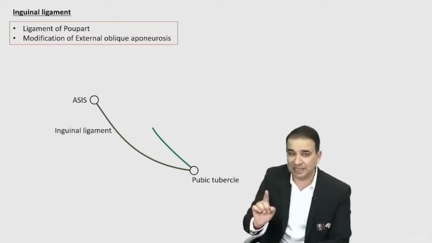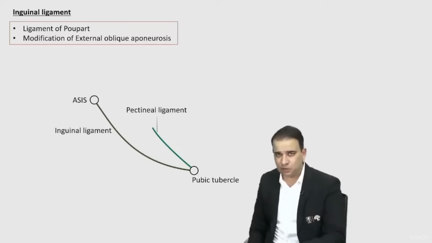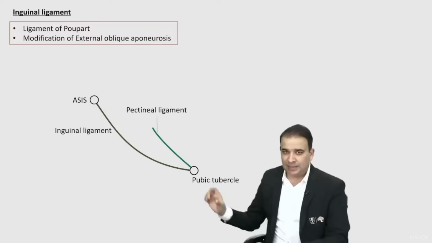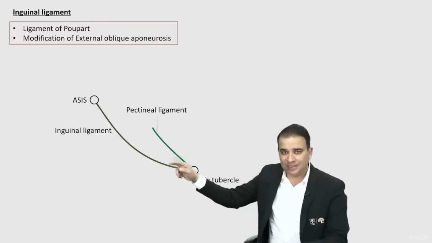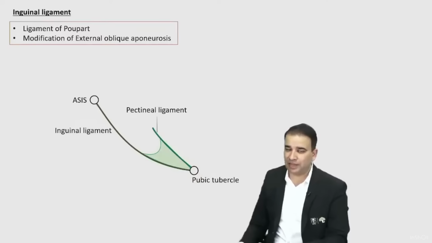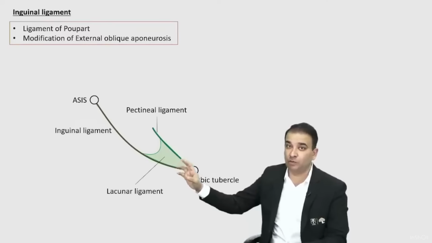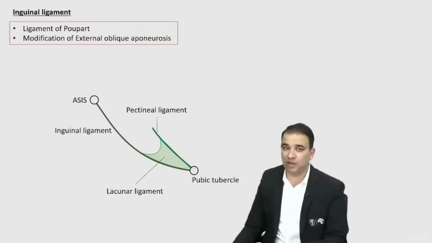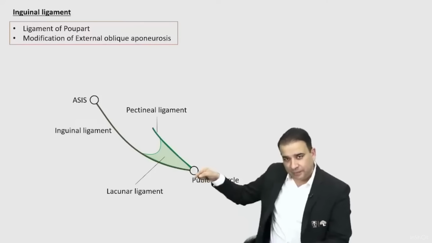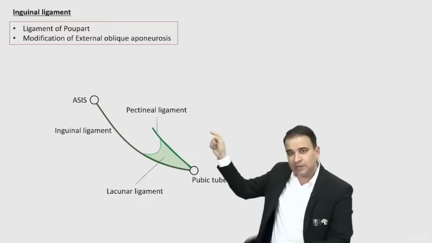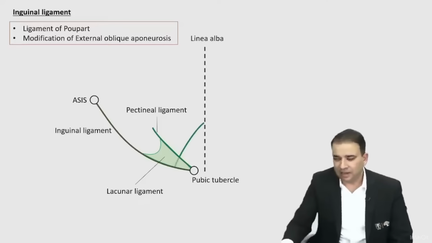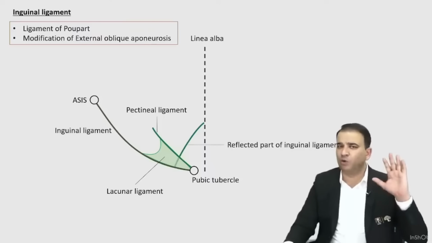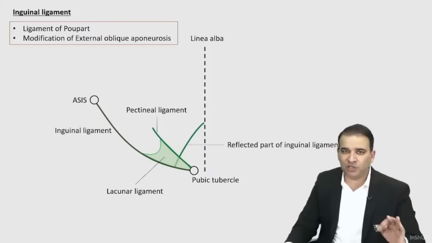These are modifications, guys. One is called the pectineal ligament. It is also called Cooper's ligament. Then the very, very important modification of inguinal ligament is called the lacunar ligament. Look at that lacunar ligament here. An important ligament because it forms a relation of the femoral ring. In femoral hernia surgery, you may have read about this. And then there is a ligament called the reflected part of inguinal ligament, which goes and attaches to the linea alba. That's all I want to tell you here: there are three modifications.